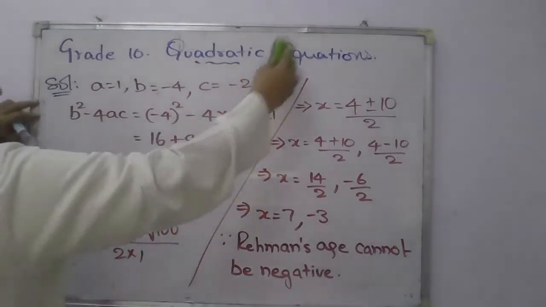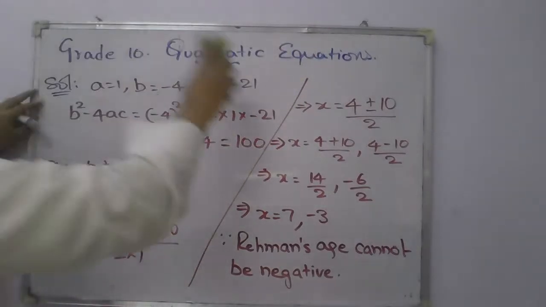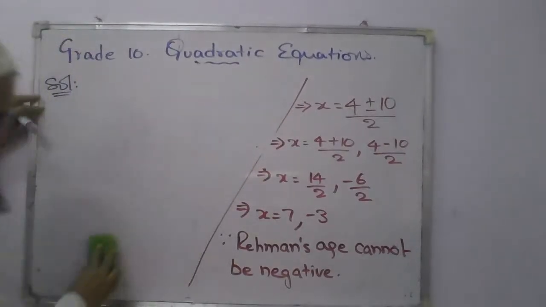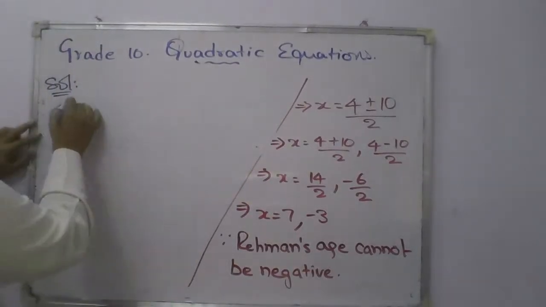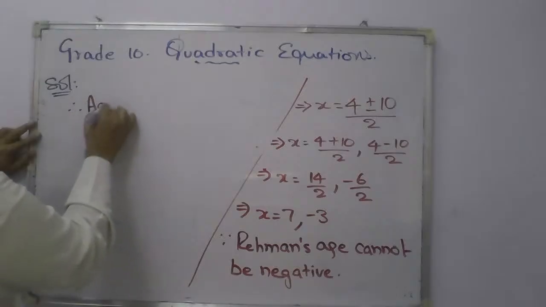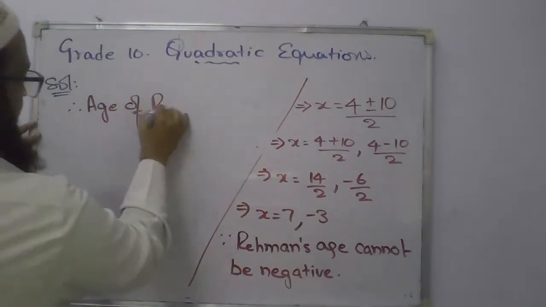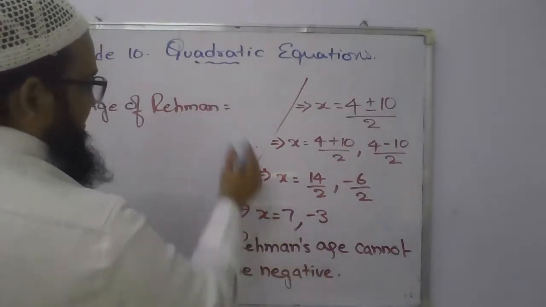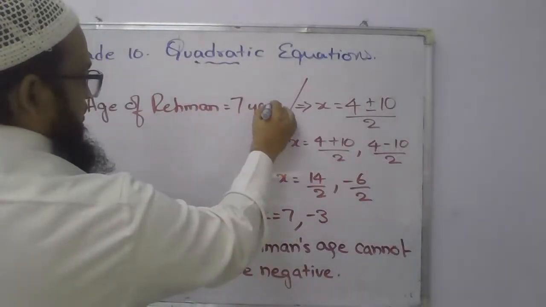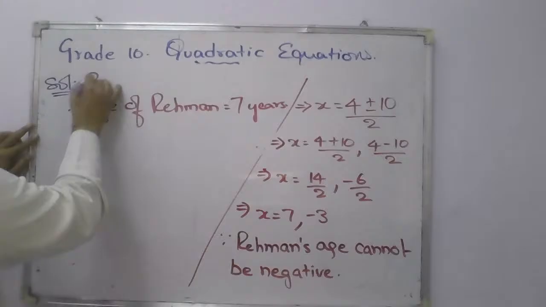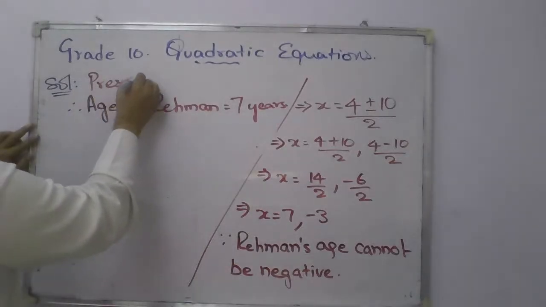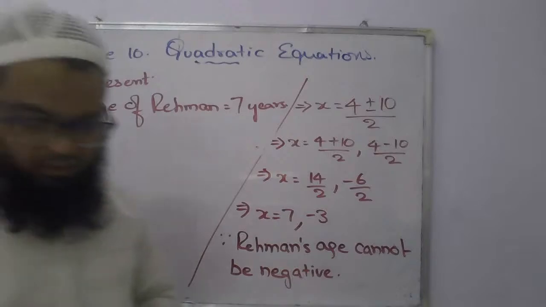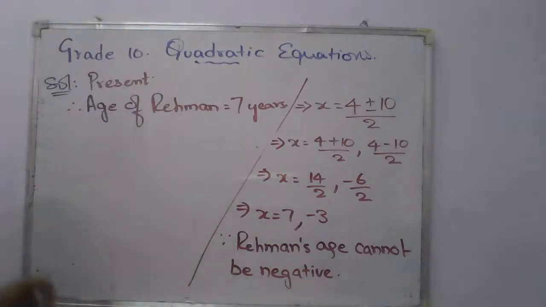So therefore, age of Rahman is equal to 7 years. Present age of Rahman, so you write it as present age of Rahman. Understood, my dear students? Good. So let us see another word problem.